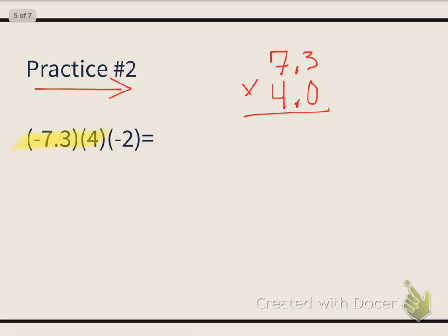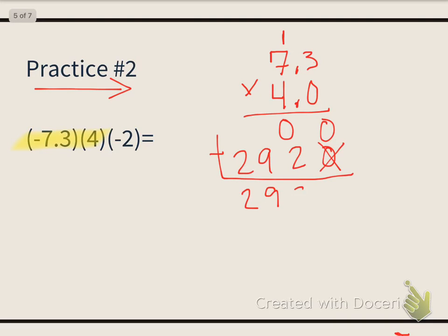Then we multiply. Well, 0 times everything is just 0. 0 times 3 is 0. 0 times 7 is 0. Then we need our placeholder 0. 4 times 3 is 12. Carry my 1. 4 times 7 is 28 plus 1 is 29. I'm going to add, so I'll just get 2920. I have 2 decimal places in my problem, so that means I'm going to have 2 decimal places in my answer.